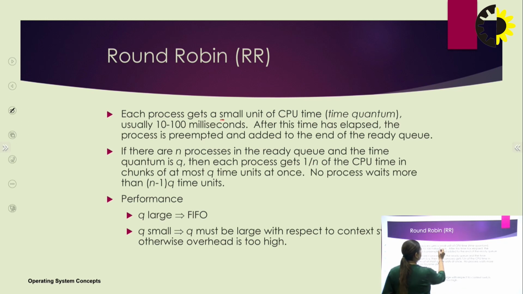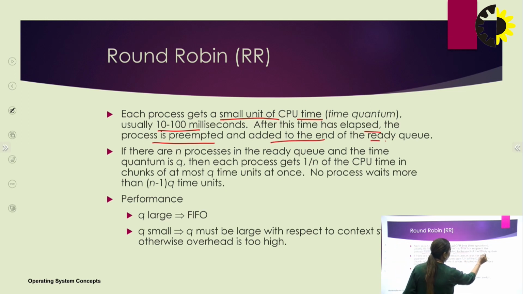Each process gets a small unit of CPU time that is called a time quantum. It is usually 10 to 100 milliseconds. After this time has elapsed, the process is preempted and added to the end of the ready queue. What happens is that when the time quantum is completed, the CPU is taken away and the process is added again to the ready queue.